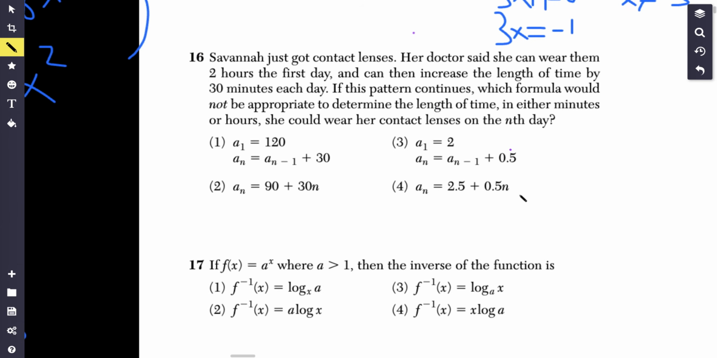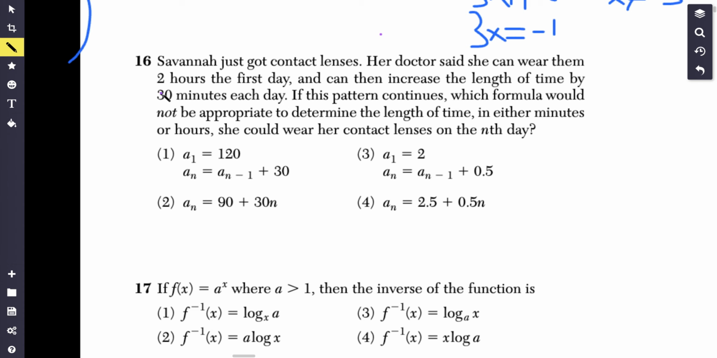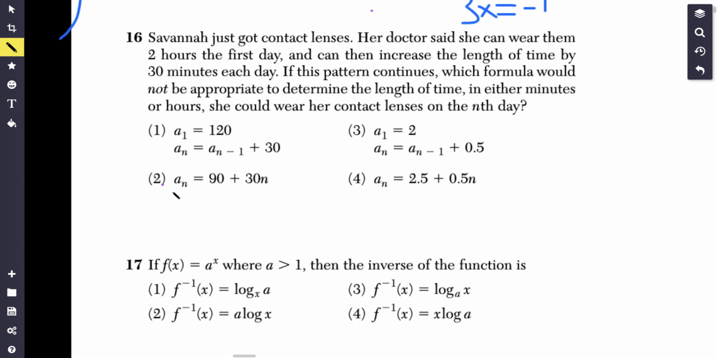It's kind of crazy. All right. Savannah just got her contact lenses. Her doctor said she can wear them 2 hours on the first day and increase the length of time on the nth day. Okay, so this right over here represents a sort of sequence. A sequence goes something like this.